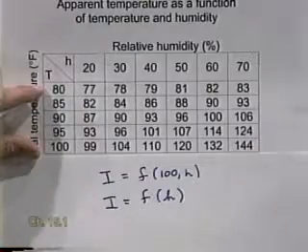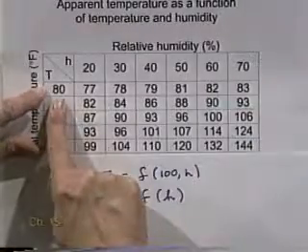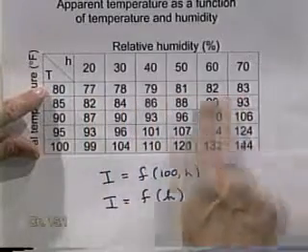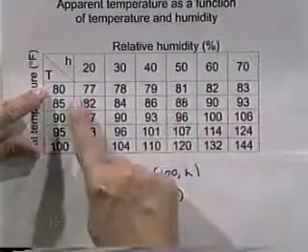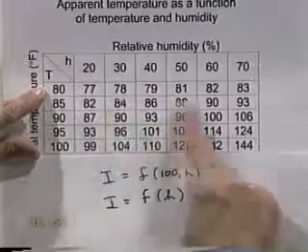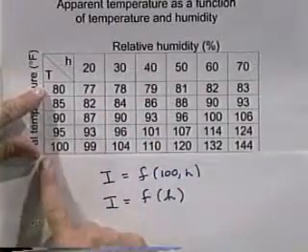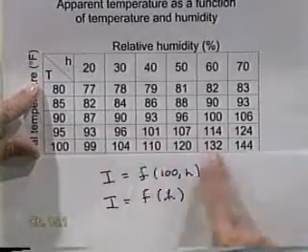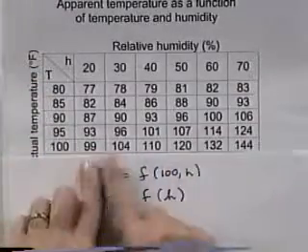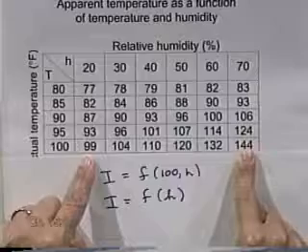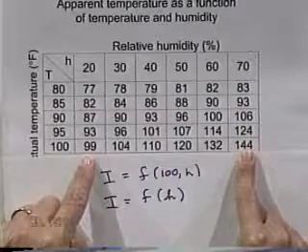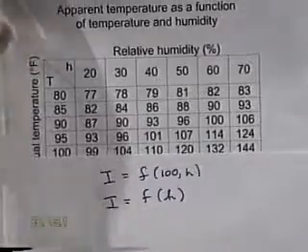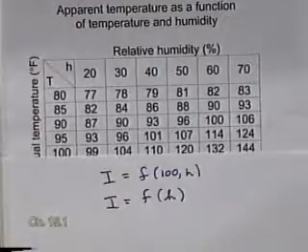Now if you notice, when the temperature was 80, when you increase the humidity, your perception of what it felt like just increased very, very slowly. You just went from 77 to 83. But notice when the temperature was 100 and you increase the humidity from 20 to 70, look how much more quickly, how much steeper the change was in what your perception is. Okay, so this is just giving you an idea of what multivariable functions can look like.